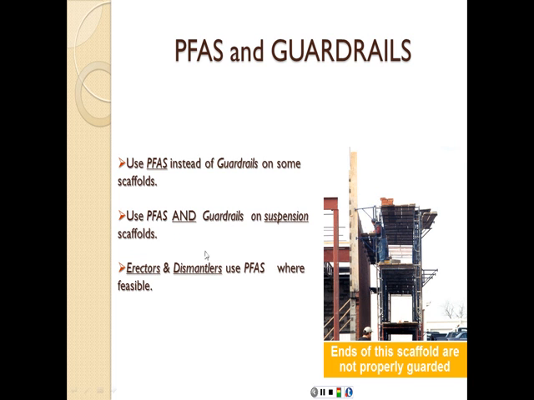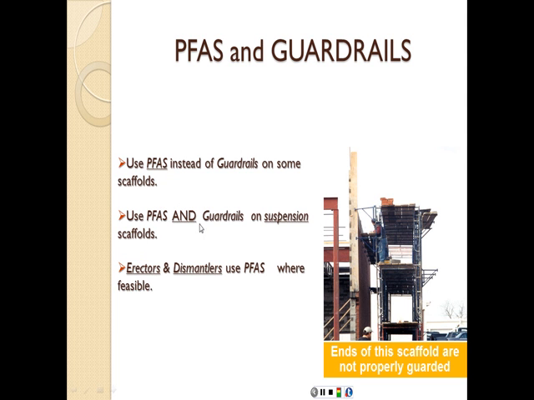Use PFAS instead of guardrails on some scaffolds, because if the worker needs to work close to the building, here you can see the distance between the employee and the facade of the building, that should not exceed, as we agreed before, anywhere between 14 to 18 inches. So you can use PFAS instead of guardrails on some scaffolds.